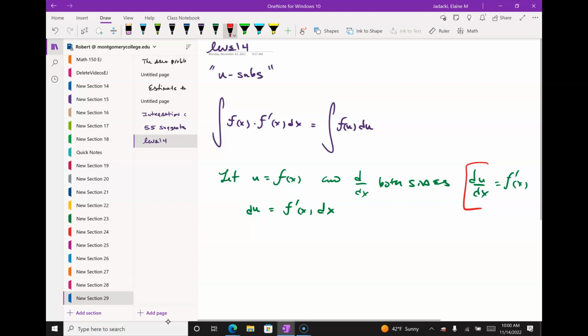So I'm solving for du, and I finally get du is f prime of x dx. Can you kind of see that dx as a denominator piece, and I cross multiply it to get it to the other side? So that's what I can do when they're separable.